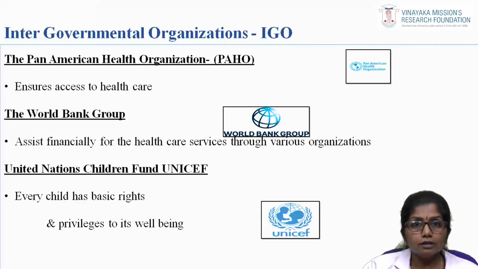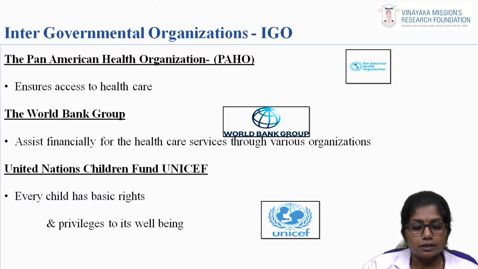Moving on to the intergovernmental organizations, I have mentioned the core or thrust areas where these organizations are concentrating. The first is the Pan American Health Organization. It is committed to ensuring that all people have access to the health care they need, with quality. The next one is the World Bank Group, which assists financially for healthcare services through various organizations.